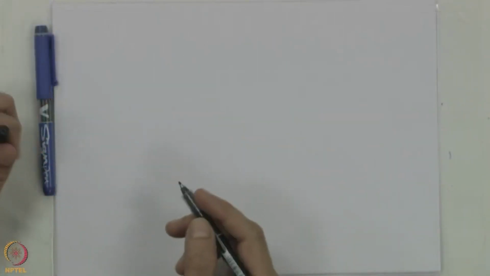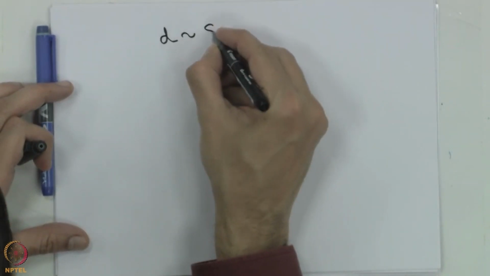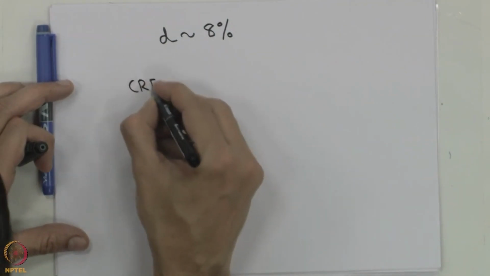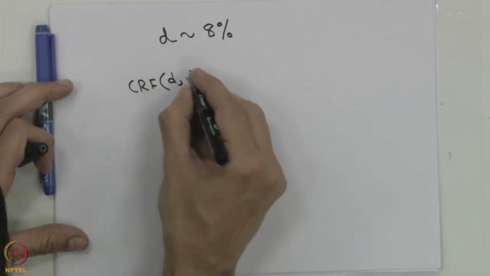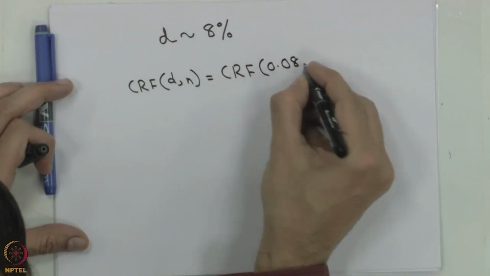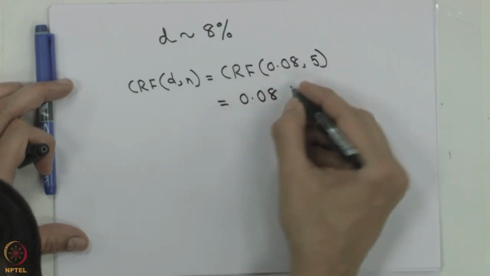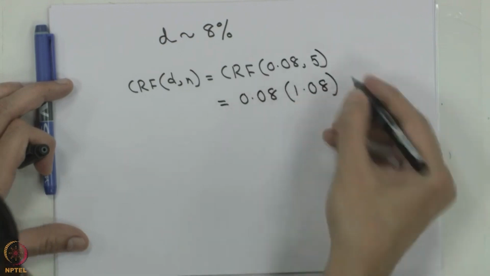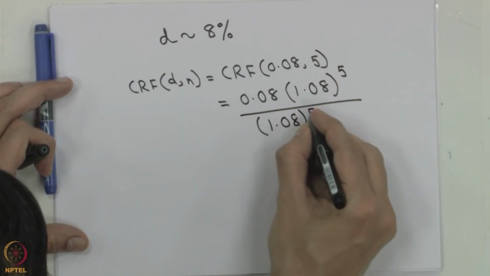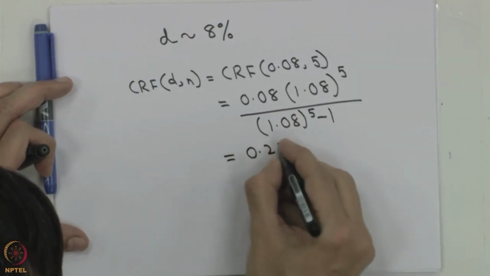What if the discount rate is lower? Let us say the discount rate is 8%. So, let us recalculate. If the discount rate is 8%, then the CRF for 0.08 and 5 years will be 0.08 times 1.08 raised to 5, divided by 1.08 raised to 5 minus 1. You can calculate this and you will see that this comes out to be 0.2505.